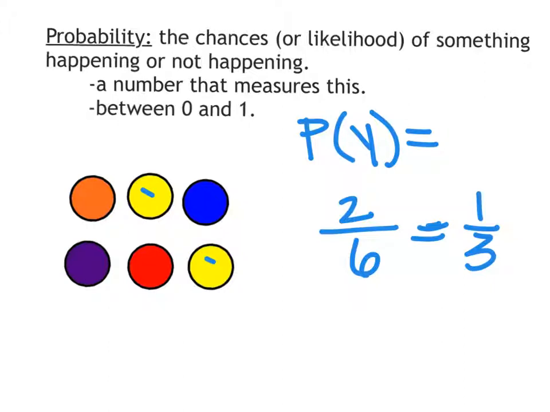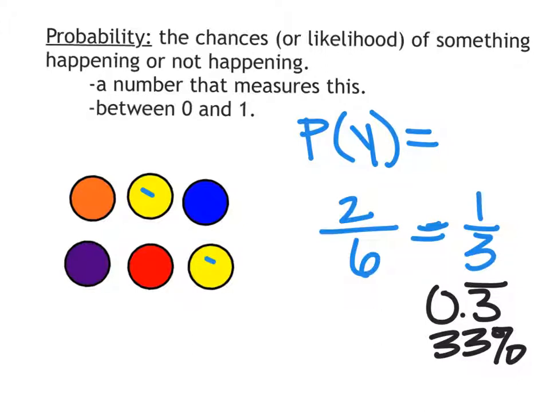Now, sometimes you might see this probability also written as a decimal. Well, I know the decimal for that is 0.3 repeating, or a percent. So maybe they would round it to 33%. So probability, we're usually going to see written as a fraction, decimal, or percent. And remember, it's a number between 0 and 1.